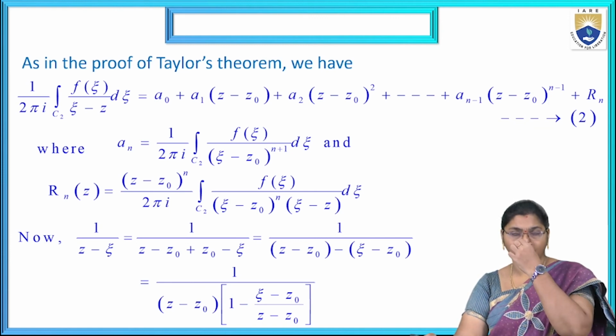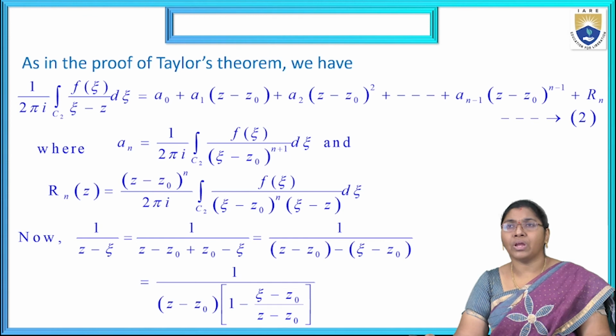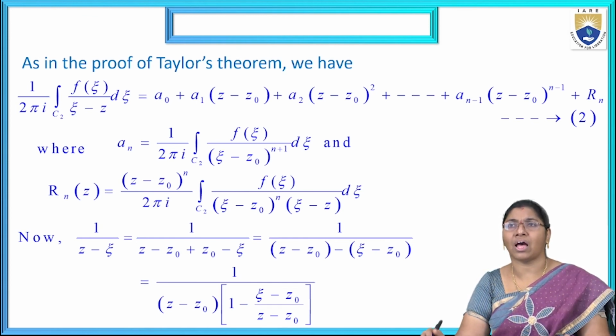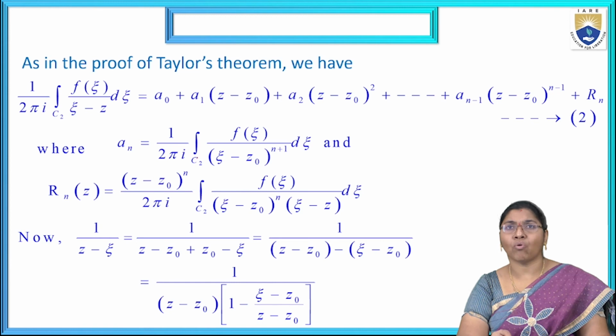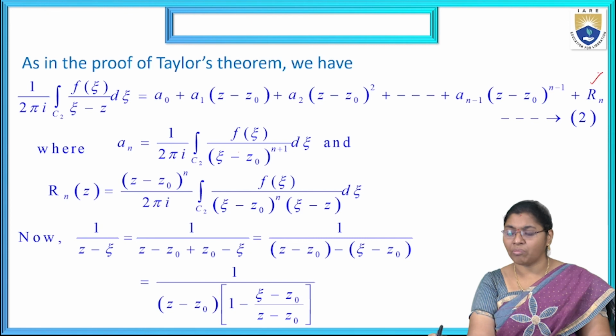Plus a n minus 1 into (z minus z naught) whole to the power of n minus 1 plus so on. That is equation number 2, where a n equals 1 by 2 pi i integral over C2 of f(z) by (z minus z naught) whole to the power of n plus 1 dz. Why? Because here n plus 1 terms are there. That's why n plus 1 dz, and the remaining n of this is the remainder.